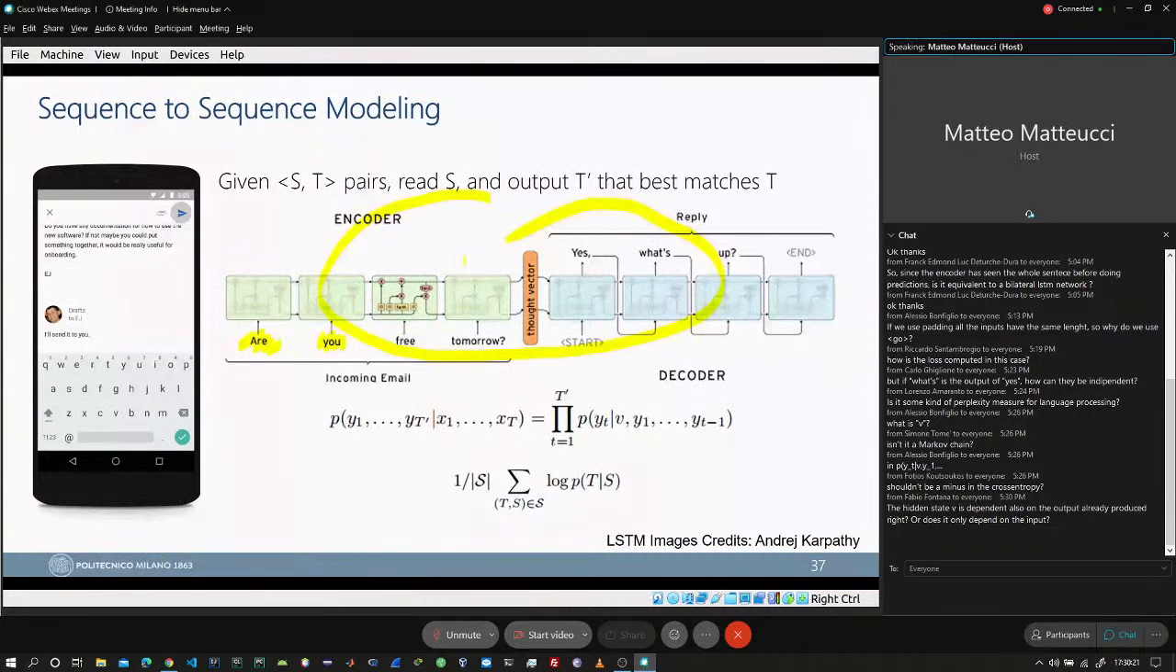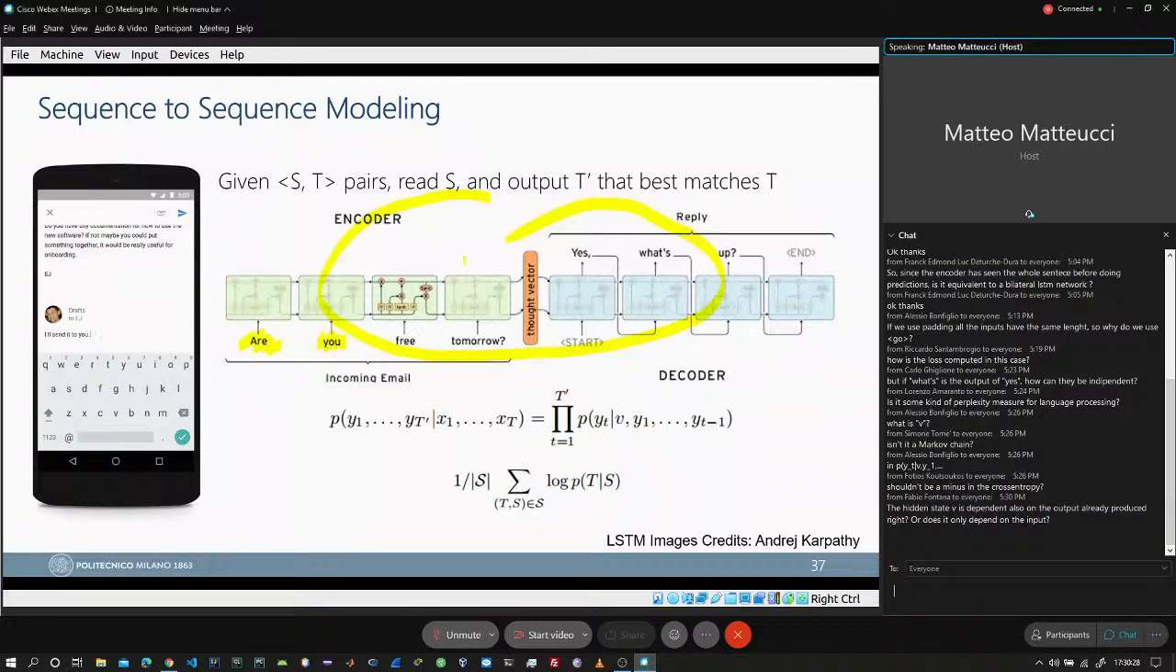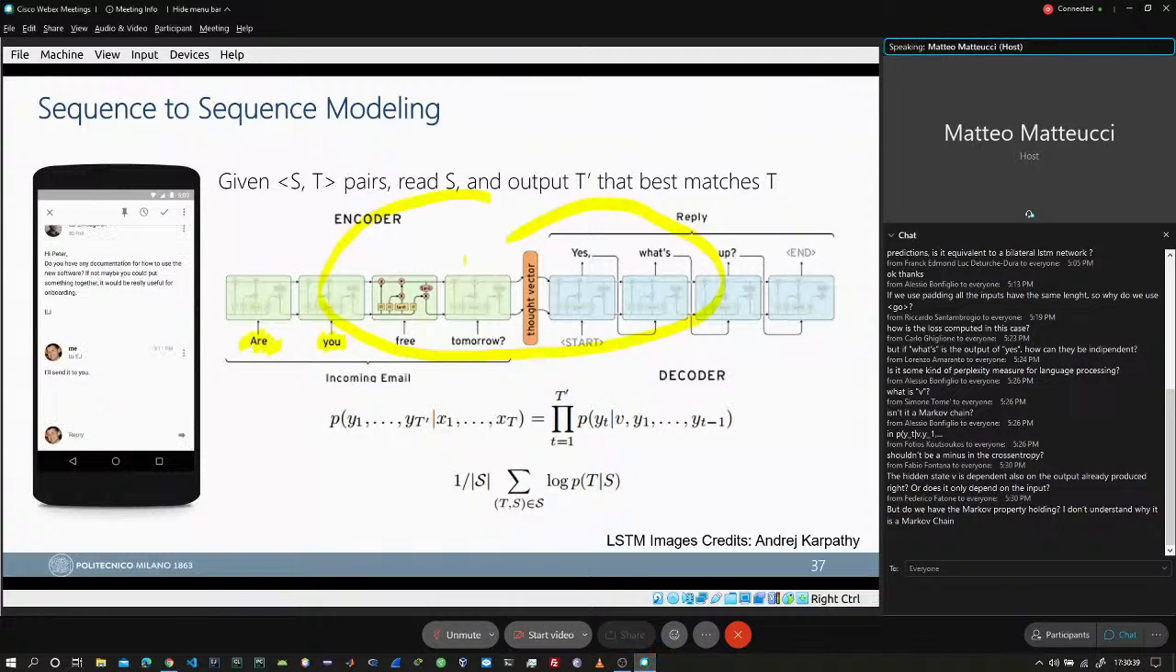Nowadays, this is the baseline. So you basically consider the sequence-to-sequence model as the baseline for sequence modeling. Nowadays, we have models which are more sophisticated. They use what is called the attention mechanism. And I will discuss these models later on, next week.